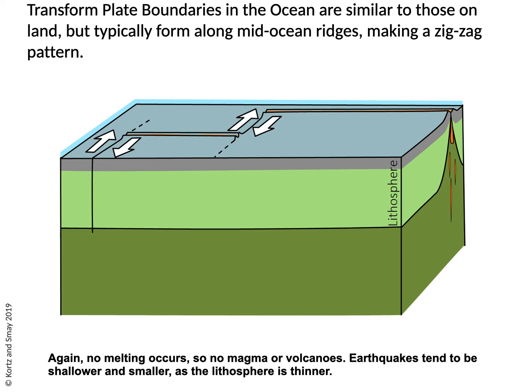So no melting is actually occurring at the transform boundaries, so no magma is occurring and no volcanoes are produced. And this may be misleading in this diagram because we're also showing the divergent plate boundary, which does produce magma and have volcanoes associated with it.